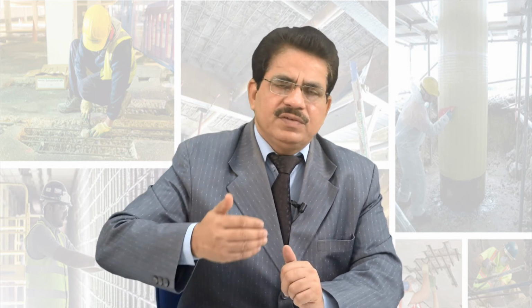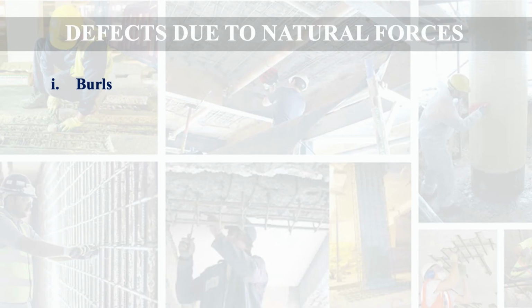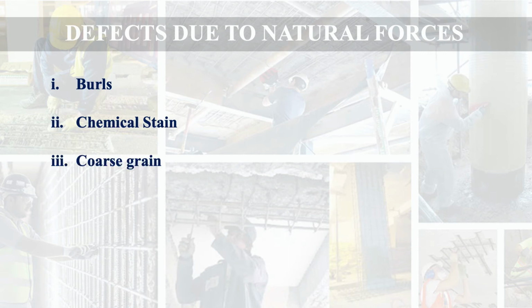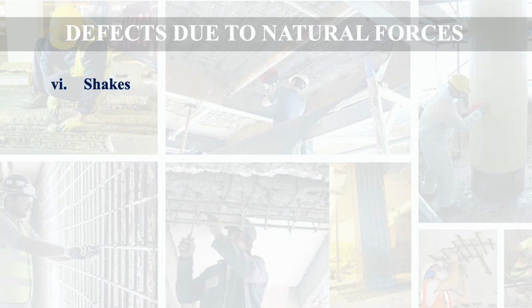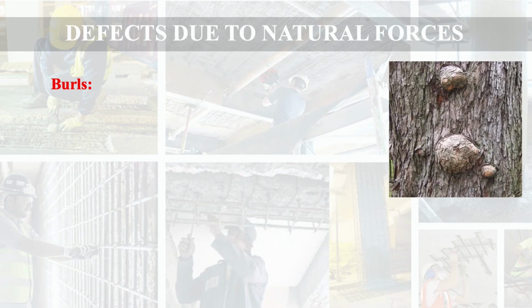Now let us move to defects due to natural forces. There is a long list of the defects caused by the natural forces such as bulbs, chemical stain, coarse grain, dead wood, knots, shakes, twisted fibers, upsets, water stain, wind cracks. So these are the defects caused by the natural forces. We will discuss one by one. First, let us begin with bulbs.